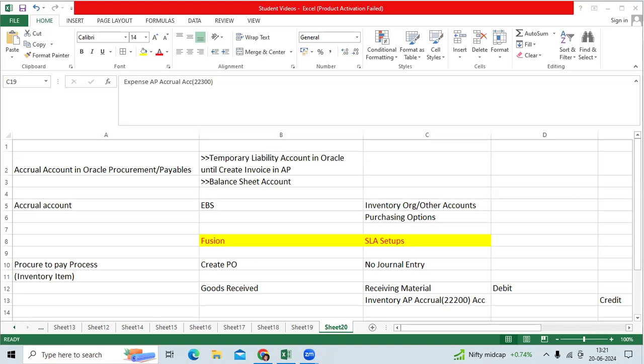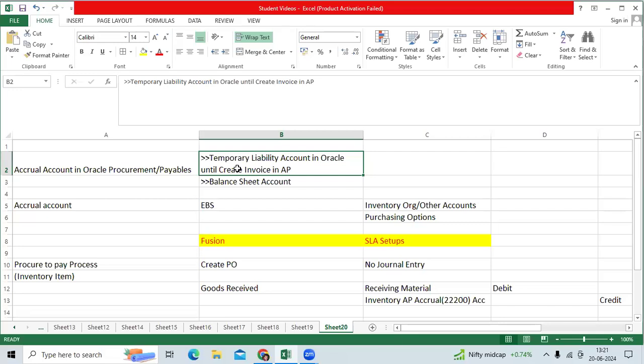Today I'm going to explain one of the critical topics, an important question while attending financial applications interviews. First, what is the accrual account in procurement and payables? An accrual account is nothing but a temporary liability account in Oracle until we create the invoice in AP. And the accrual account majorly falls under the balance sheet accounts as a liability.